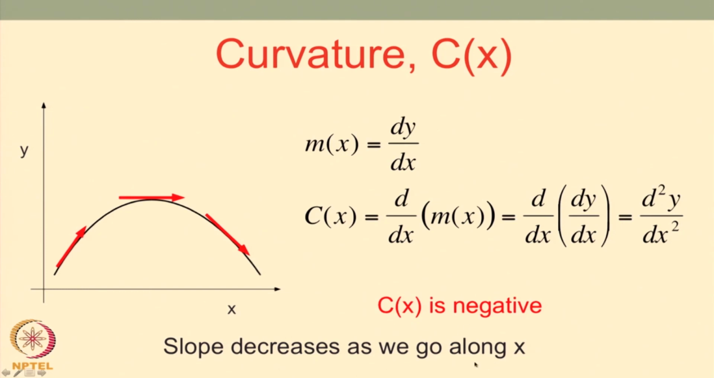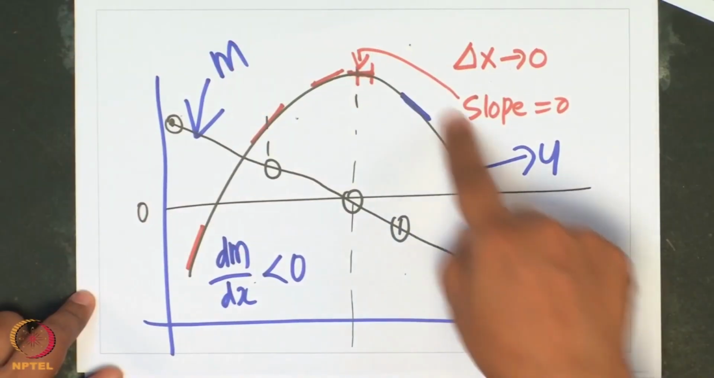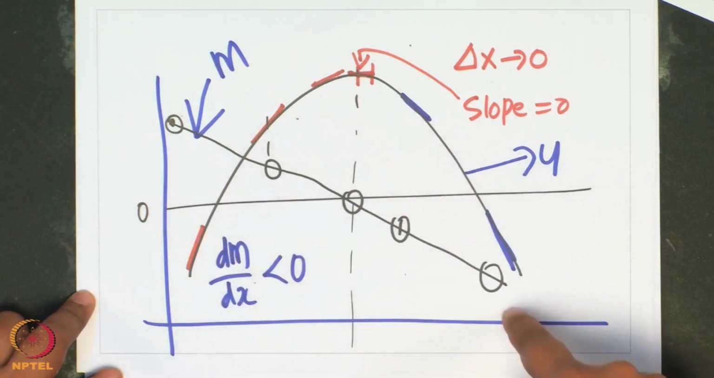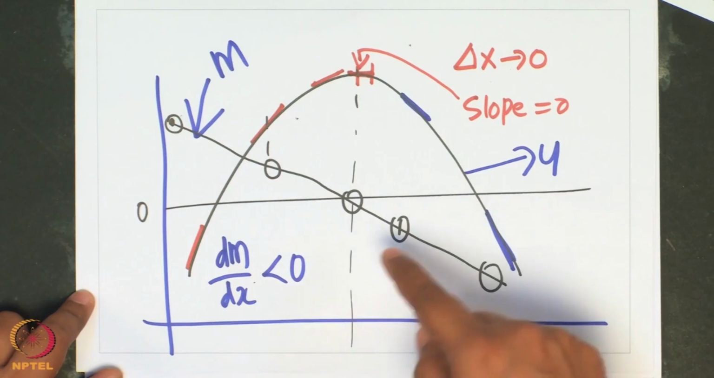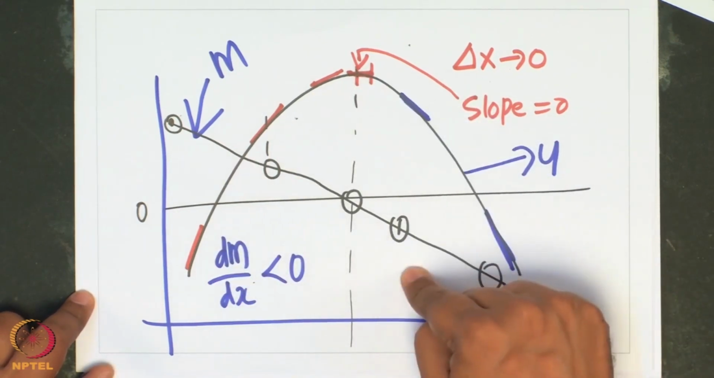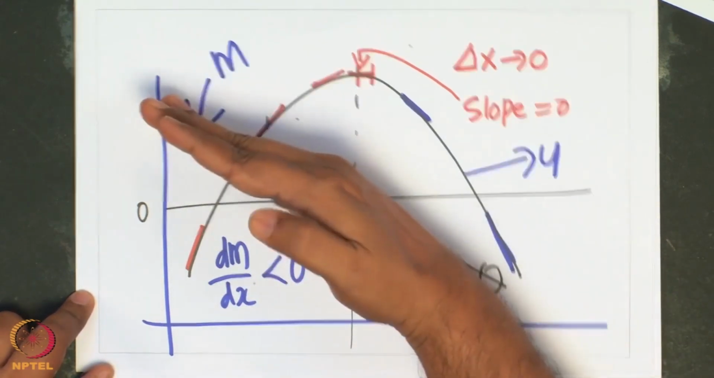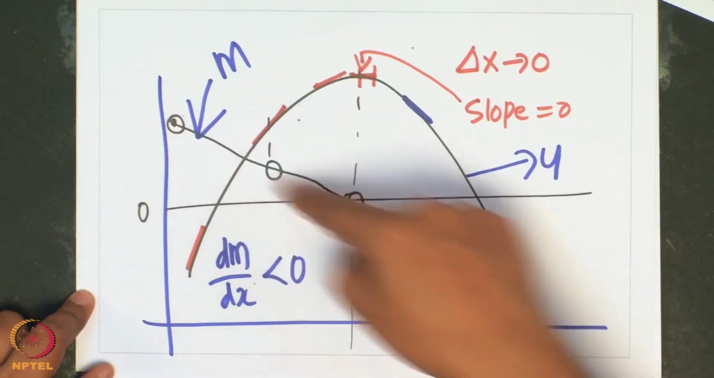So the slope decreases as we go along the x. Therefore, its second derivative for such an upside down curve, which is called a convex curve, will be negative. If you have an upside down curve like this, the slope decreases, and therefore dm by dx, which is c, the curvature, is negative. Curvature is the slope of this m curve.